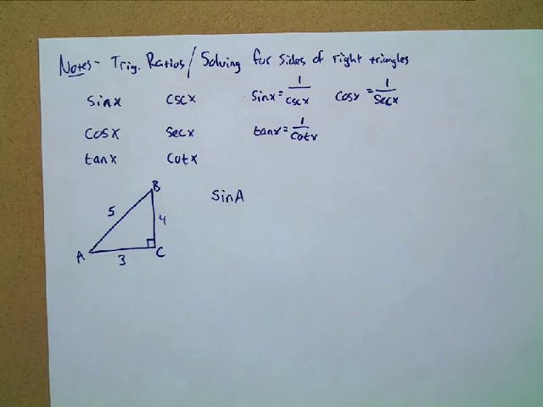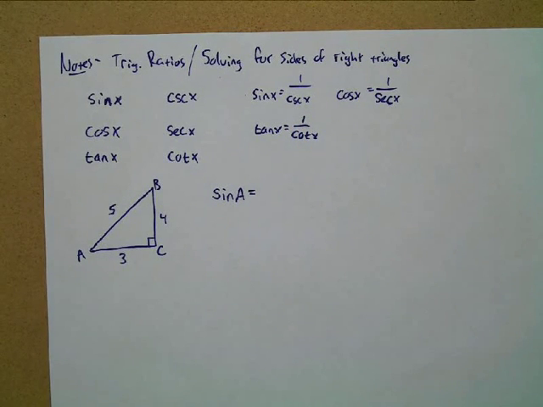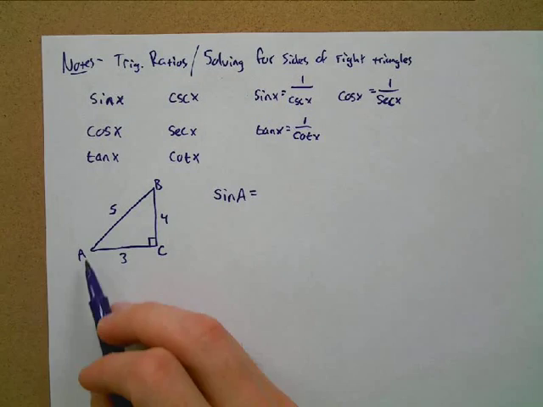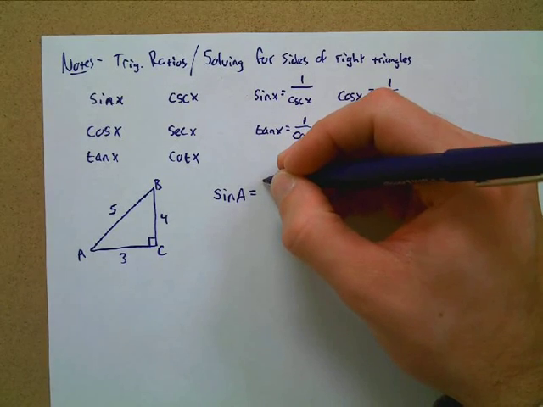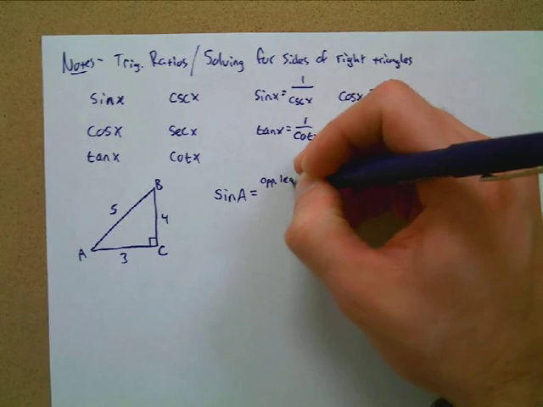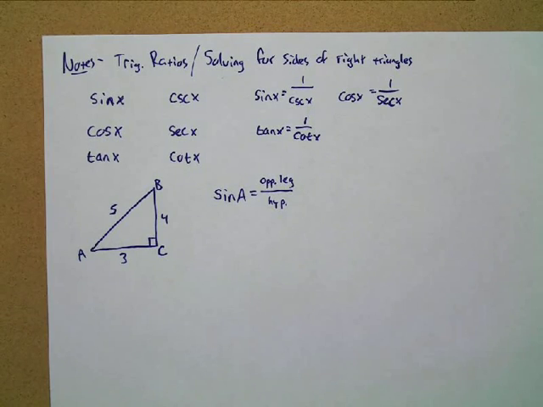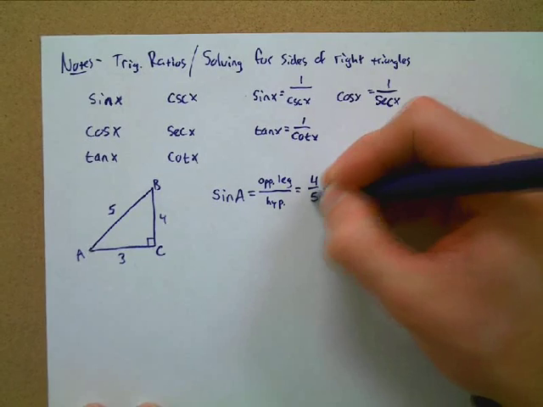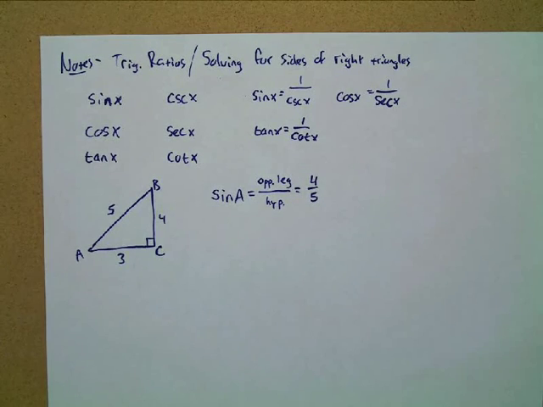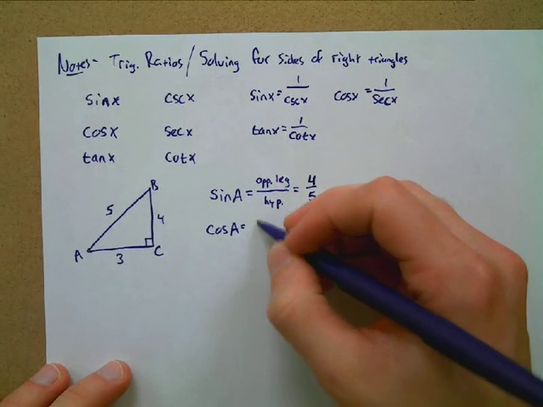Remember that sine of angle A relates the side opposite angle A, which is 4, over the hypotenuse of that right triangle. So sine of angle A is the opposite leg over the hypotenuse, which in this case is 4 over 5. And then cosine of angle A relates the adjacent leg over the hypotenuse.